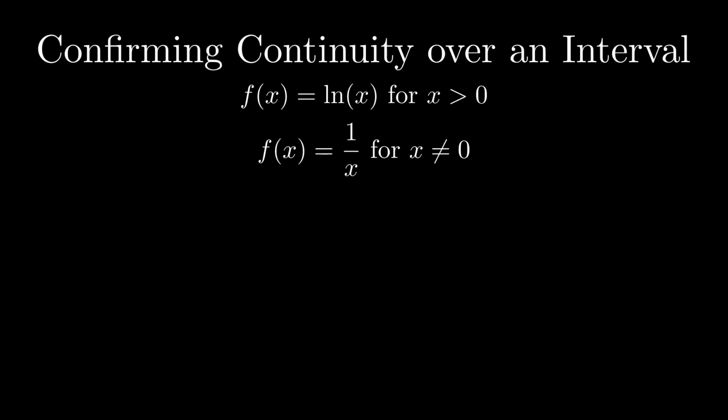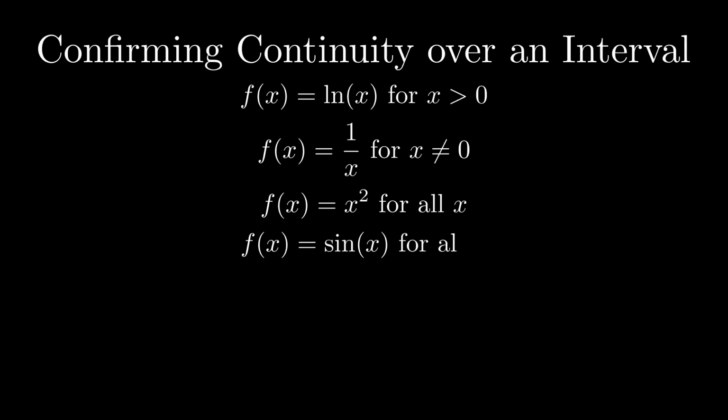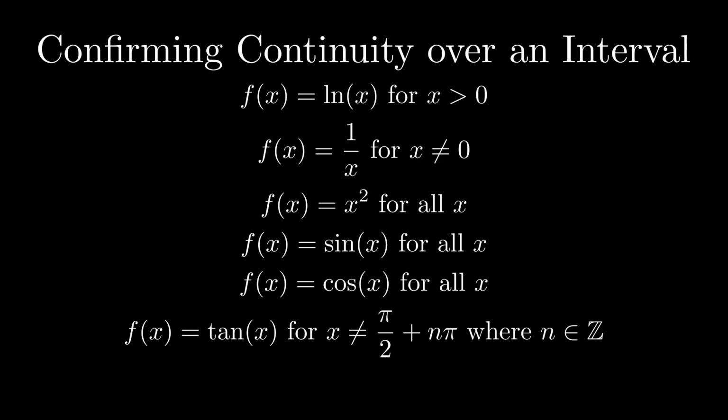Now confirming continuity over an interval. Well, I highly recommend memorizing when each of these functions are continuous. For example, the natural log function will be continuous when x is greater than 0. Now f of x equals 1 over x is going to be continuous for all points except when x is 0. And f of x equals x squared is continuous for all points. F of x equals sine of x, again continuous for all points, and the same story for cosine of x. And then the tangent of x will be continuous for all points except when x is pi over 2 plus n times pi.